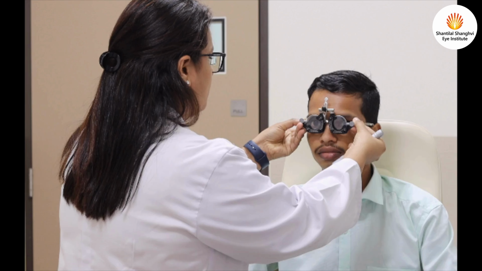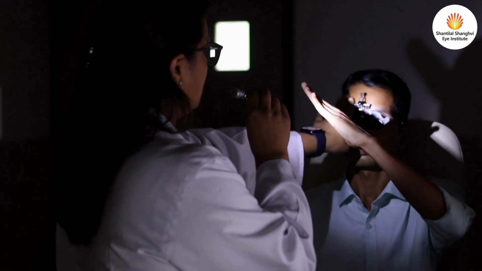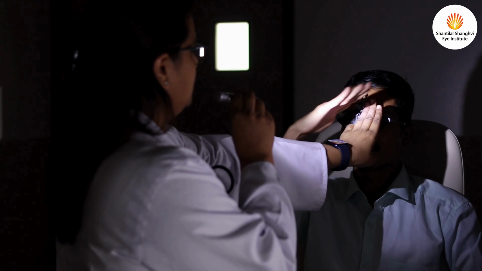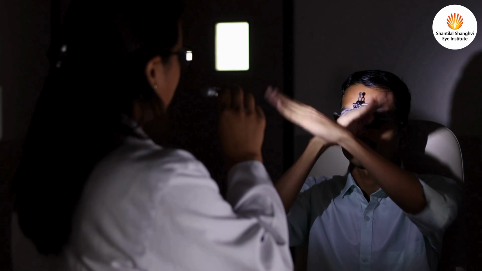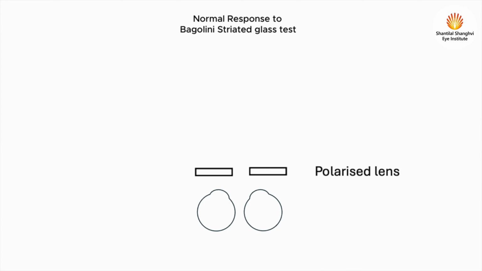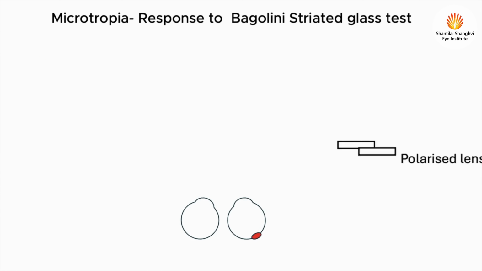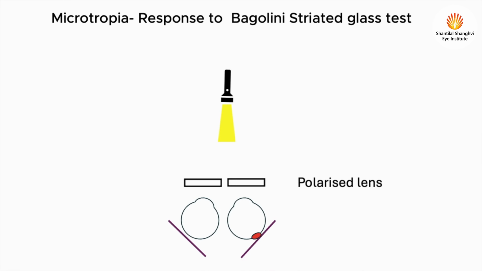Moving on to Bagolini's striated lens test, it is performed by placing a polarized lens in front of each eye. So one lens is placed at 45 degrees and the other at 135 degrees. The fixation target is a pen torch and the patient is asked to indicate the direction of lines seen through each eye individually and then with both eyes together. A patient with binocular single vision will report seeing a cross with no intervening gap, whereas a central gap will be present in one of the lines in a patient with microtropia.